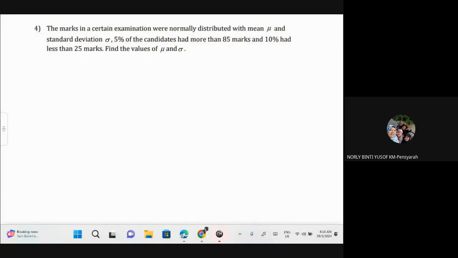Okay, tapi sebelum kita masuk the normal approximation to binomial, the last example that Madam stopped last week untuk soalan nombor 4. In terms of the questions, last part.